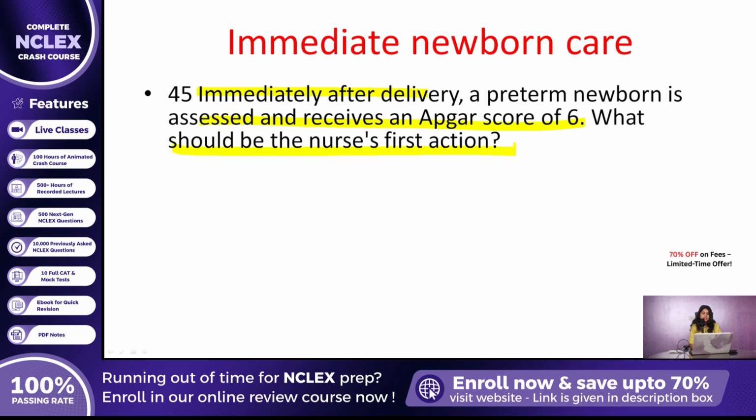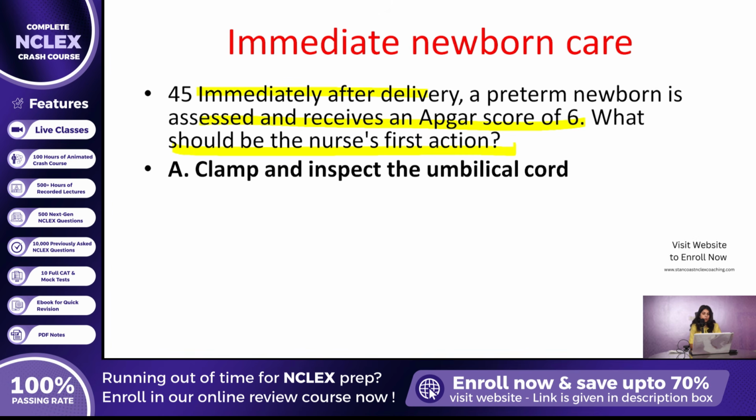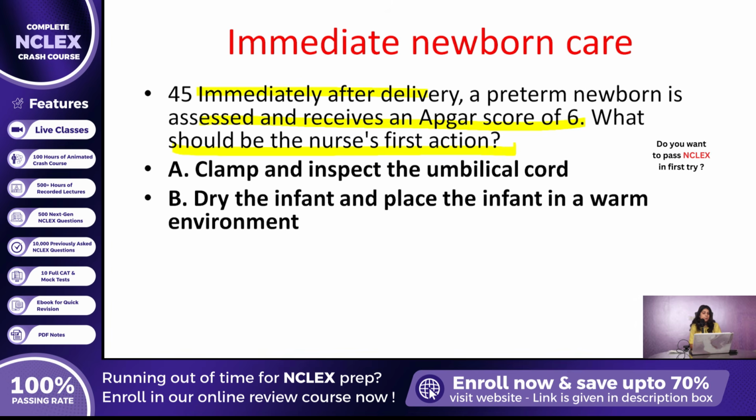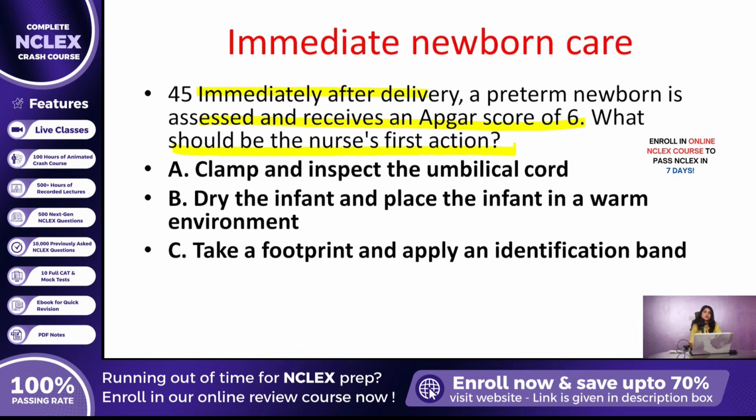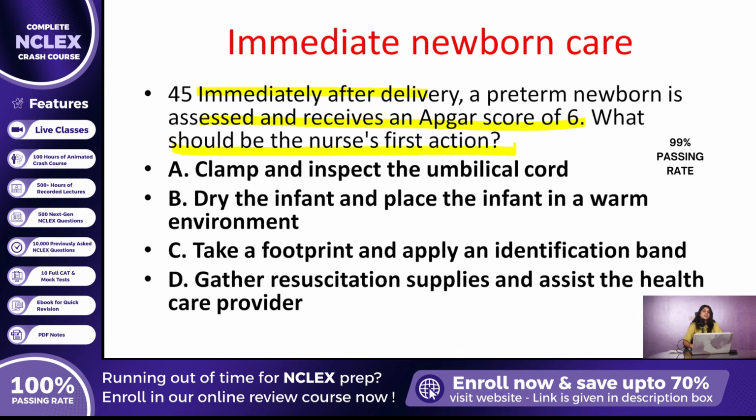What should be the nurse's first action? The options are A. Clamp and inspect the umbilical cord. B. Dry the infant and place the infant in a warm environment. C. Take a footprint and apply an identification band. D. Gather resuscitation supplies and assist the healthcare provider. The correct answer is option B. Dry the infant and place the infant in a warm environment.